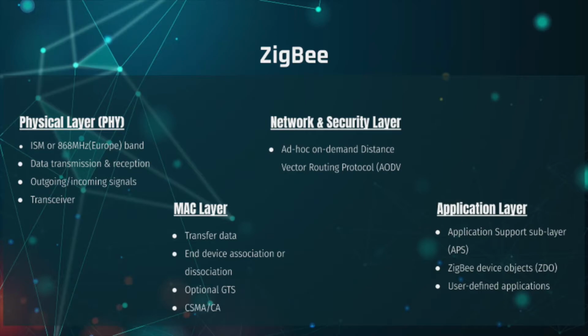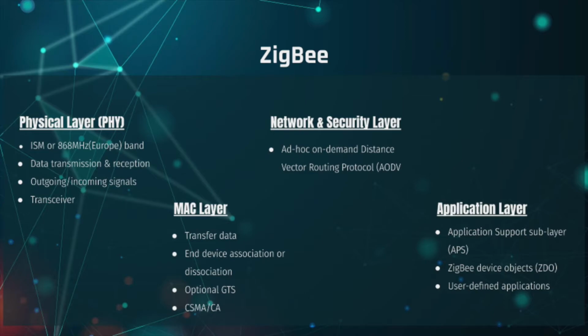It performs functions such as transferring data to and from the network and physical layer, association and disassociation of end devices, offer optional guarantee time slot for each device accessing the network and the coordinator, generate the beacon frame in the coordinator, security, and provide carrier-sense multiple access with collision avoidance.